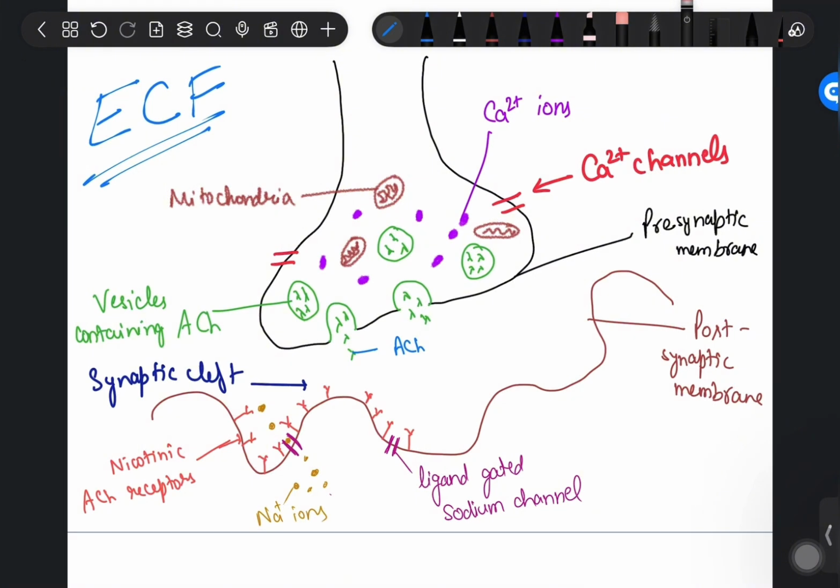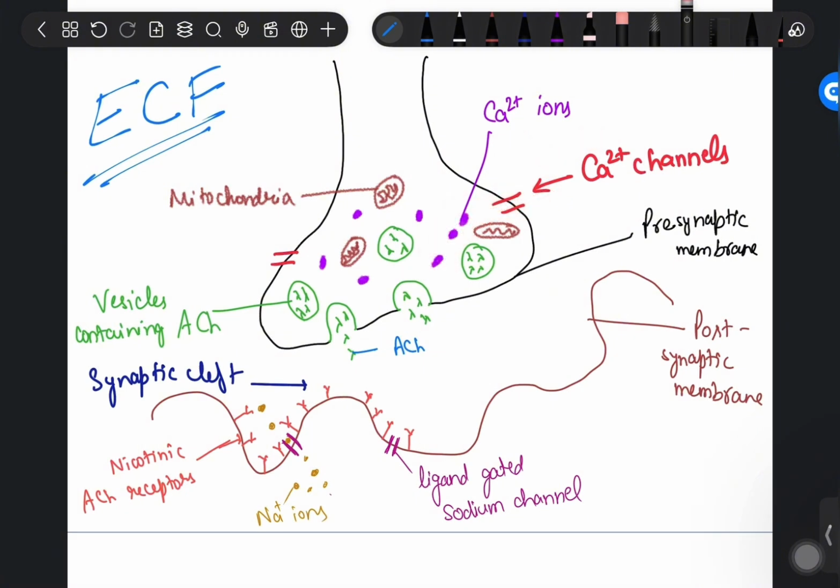Now, when the action potential comes from the nerve ending, from the axon, and reaches the axon terminal, it opens the voltage gated calcium channels. These are the voltage gated calcium channels. So when the action potential comes, these channels are opened, and the calcium ions which are present in the extracellular fluid, ECF, will come inside the axon terminal. You can see the calcium ions inside the axon terminal.